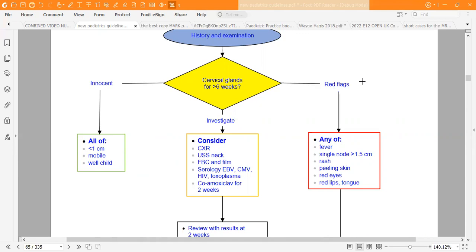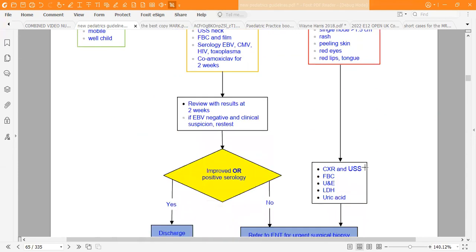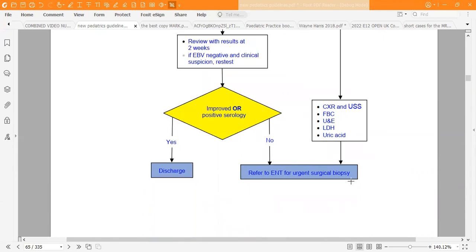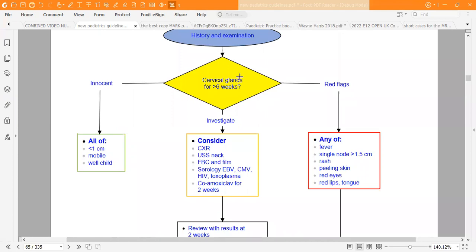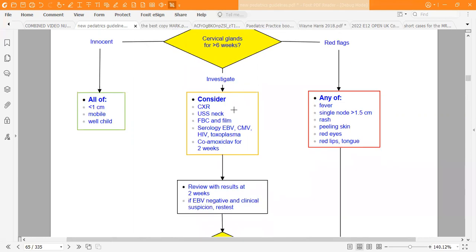On the other hand, however, we have red flags to think of. If you got any fever, more than 1.5 centimeters, as I mentioned before, rash, peeling skin, red eyes, red lips, and tongue, you have to do a chest X-ray and ultrasound scan, full blood count, electrolytes, LDH, uric acid, and refer to ENT for urgent surgical biopsy. Okay. So the investigations we have to do in here are again the same as we have mentioned before: chest X-ray, ultrasound scan of the neck, full blood count and film, serology, EBV, CMV, HIV, toxoplasma, co-amoxiclav for 2 weeks.